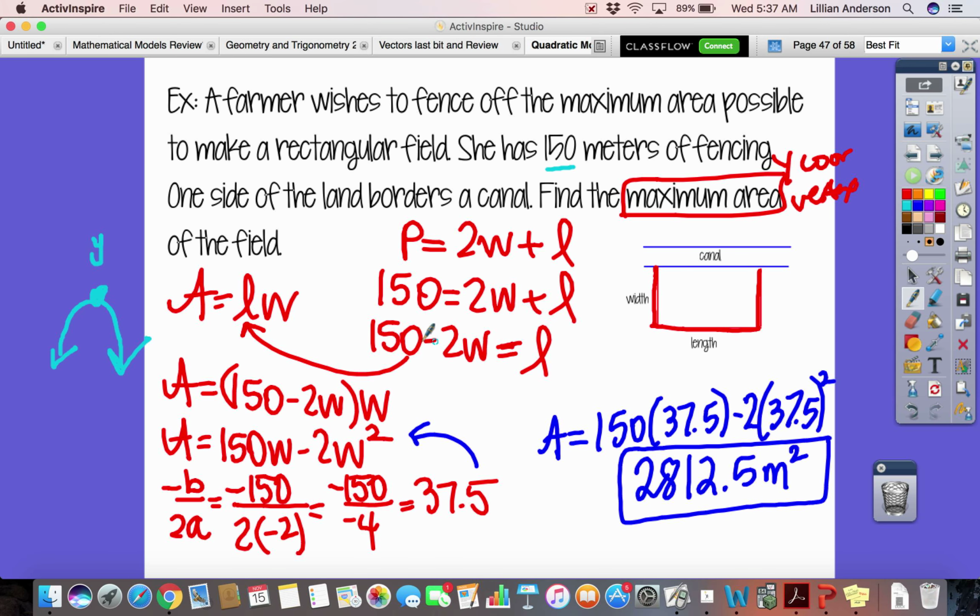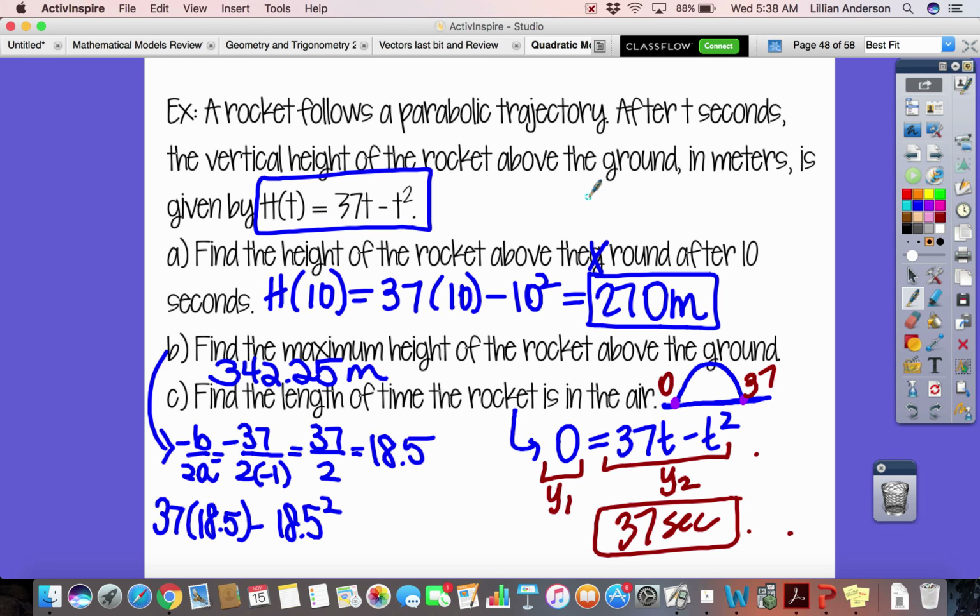Sometimes they might give you an equation like this one, talking about a rocket. And then from there, it's pretty much, what's the question asking? Find the height of the rocket above the ground after 10 seconds. Well, 10 seconds represents the time, so you plug in 10 for t. Find the maximum height. Again, maximum height would represent the y-coordinate of the vertex. Find the length of time the rocket's in the air. So basically, how long before the height reaches back to 0? So you have to set it equal to 0 and solve for t, because you're looking for your time. So depending on the problem, you just have to decipher exactly what it is asking you to find.